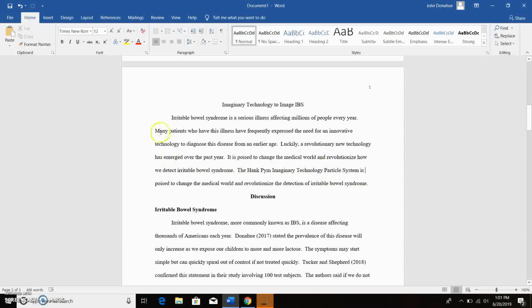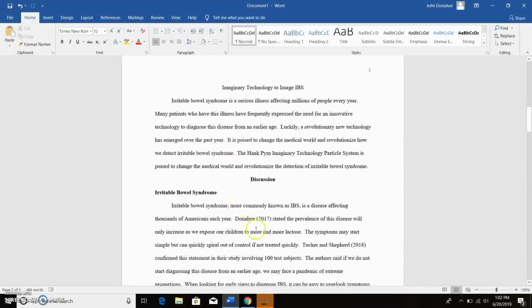Now you'll also notice in this introductory paragraph, I didn't put any citations. This is all things that I came up with off the top of my head. Now you can put some citations in here if you're going to quote something from an article, but it's not necessary. This can all be original thought from you. I didn't start my citations till I got to my discussion.